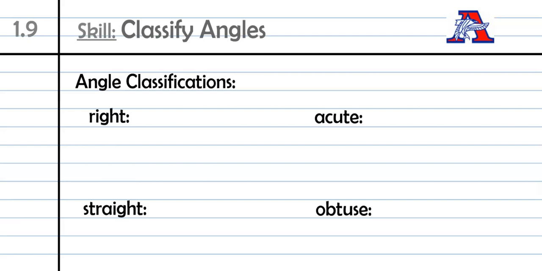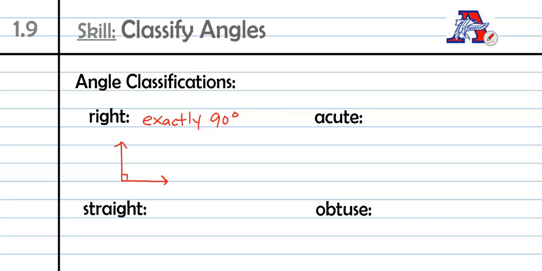So when it comes to angle classification, there are going to be 4 different classifications. The first one, we'll start with, I think, the most simple one, is a right angle. A right angle measures exactly 90 degrees, and it looks like this. And usually you'll see a little box in there to indicate that it's exactly 90 degrees.